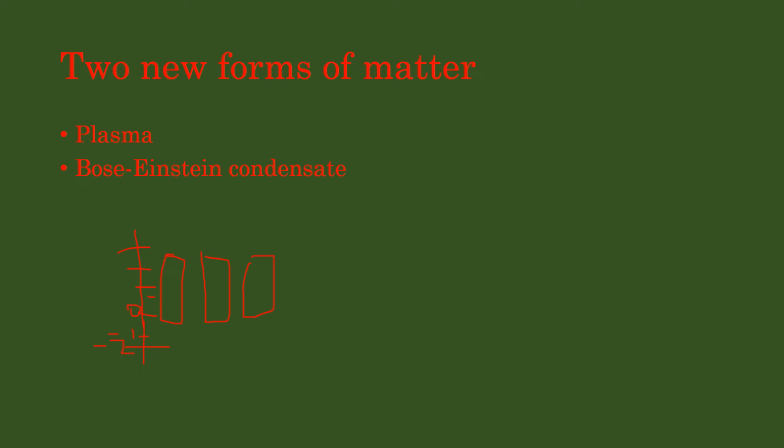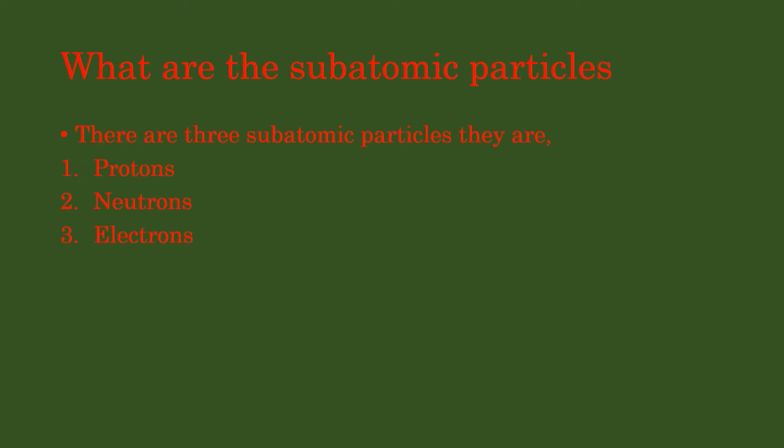Okay, now we are going to see what the subatomic particles are. Subatomic particles are the particles which are even inside the atoms. There are three types of subatomic particles. They are protons, neutrons, and electrons. Protons have a plus sign, neutrons do not have any sign, and electrons have a minus sign.